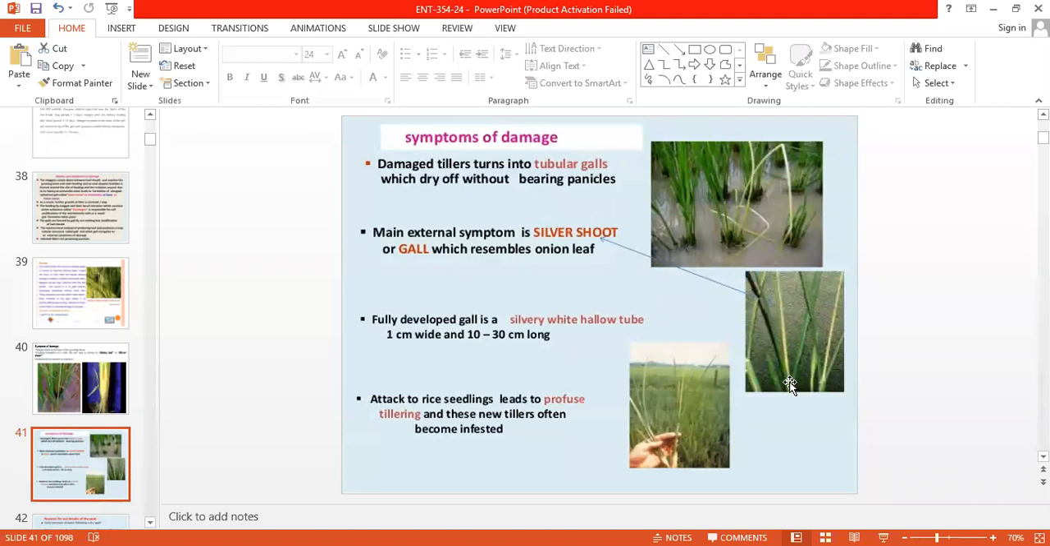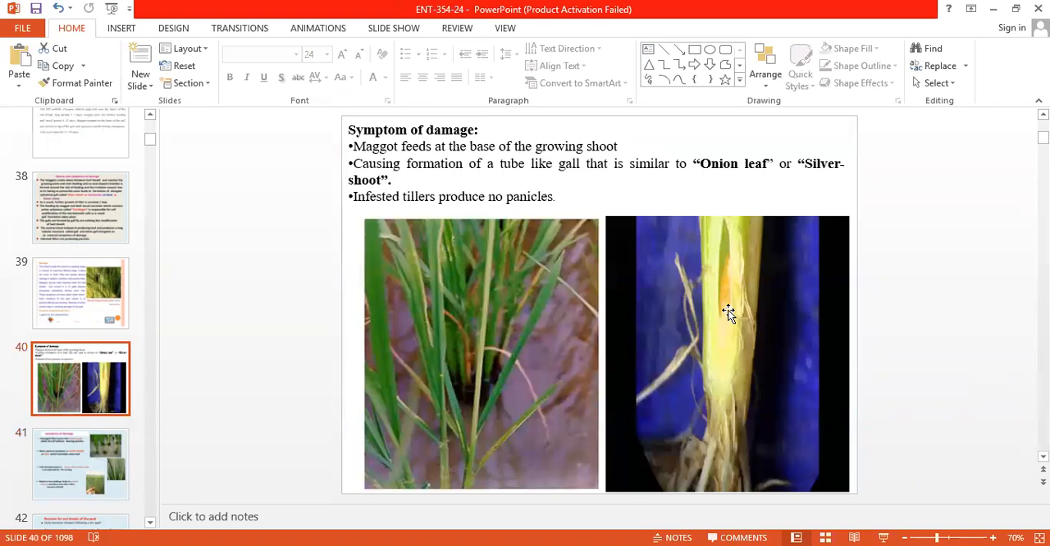Due to such damage, the tillers do not produce panicles, so there is an adverse effect on the yield. In the infested shoot, we can see the maggot of the gall midge, which is yellowish in color, inside the base of the stem portion of the paddy.